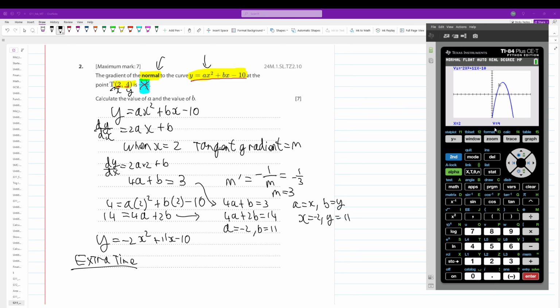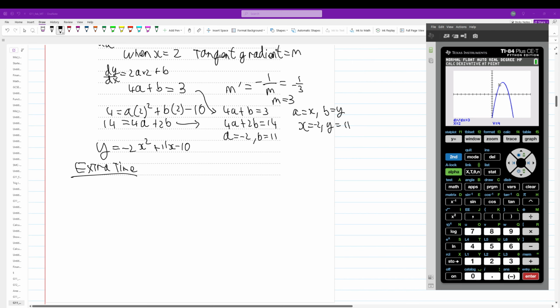I'm happy. I can also find dy by dx on this, and I should get that dy by dx is equal to 3. So I go second, calc, dy by dx, where x is 2. dy by dx is equal to 3. So that makes me more confident that I'm probably right with this.